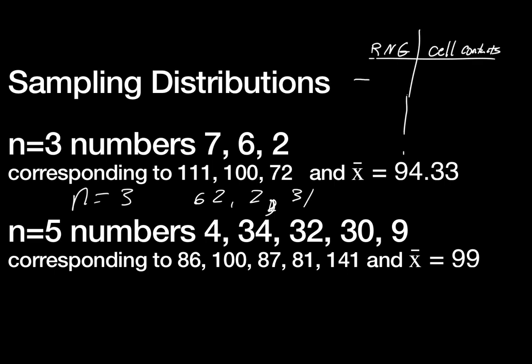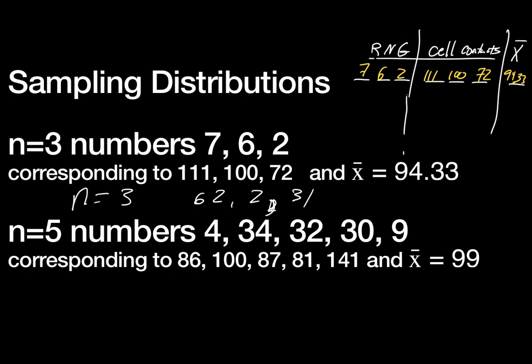So you're going to have 3 numbers here. You're going to have 3 numbers here. And then your third column is what's the average of those 3. So you're going to get a number. So in my first one, I would have been like, oh, this is 7, 6, and 2. And then I had 111, 100, and 72, and then 94.33. 2 decimal places is good enough.